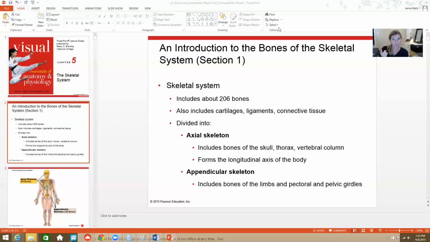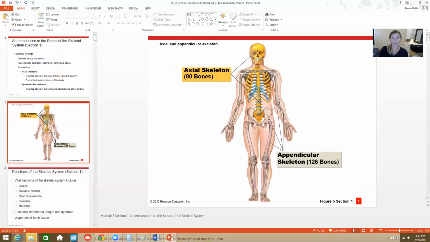You have the axial skeleton, which is our main axis. That's our head and our trunk. And then our appendicular skeleton, which is our arms and legs. Or, as your textbook likes to say, the pectoral and pelvic girdles. So there they all are. Our axial bones, there's 80 of them, appendicular 126.